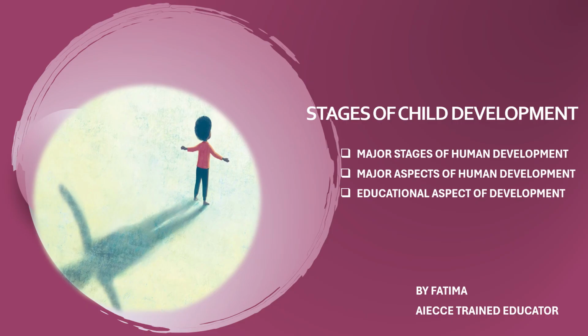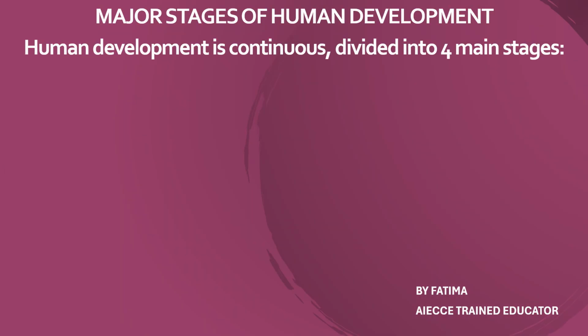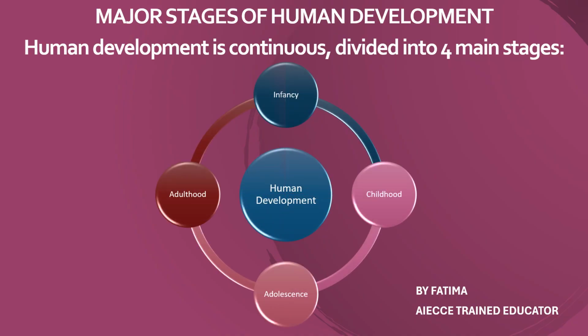So under stages of child development, it includes major stages of human development, major aspects of human development and educational aspect of human development. Now let's talk about the stages. Human development happens step by step. There are four main stages. Those are infancy, childhood, adolescence, and adulthood. Let us understand each one by one.